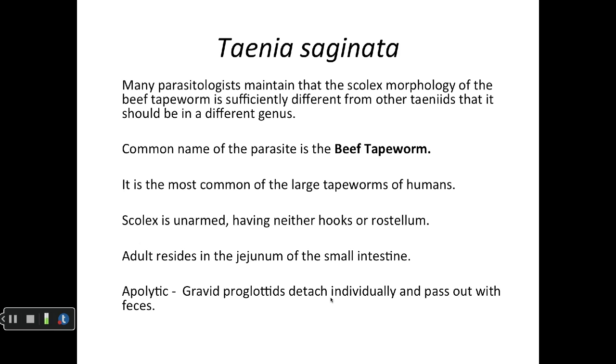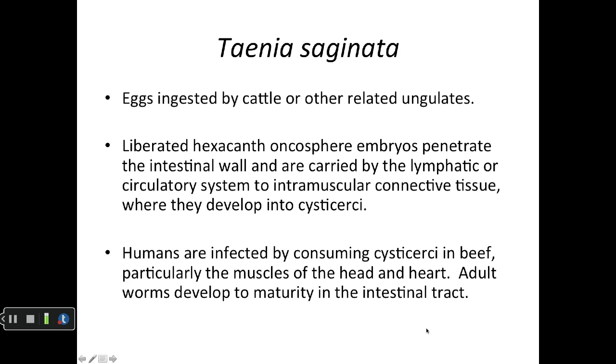The common name is the beef tapeworm. It is probably the most common large tapeworm that infects humans worldwide. It's pretty much found wherever people raise cattle. And the adult resides in the jejunum of the small intestine, so it has the same basic habitat or niche as Taenia solium.